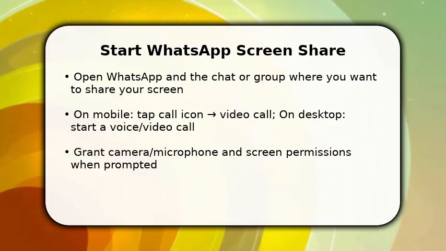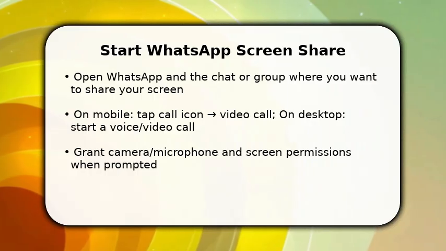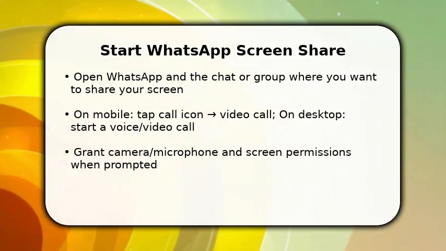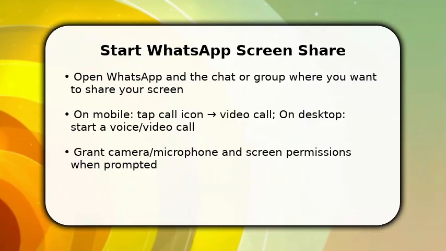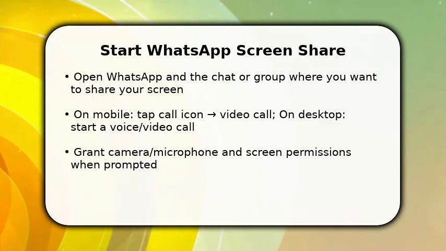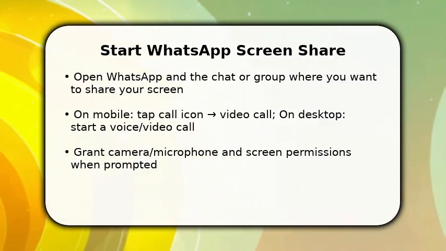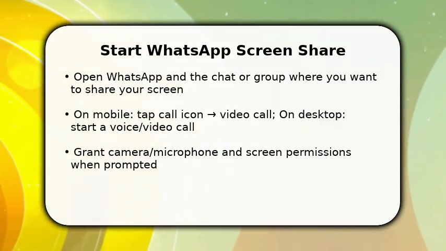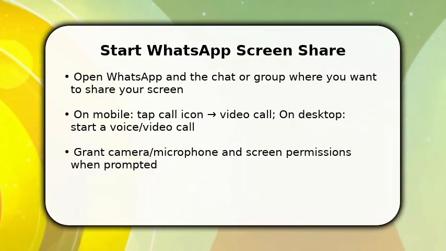You begin right inside the chat. Initiate a video call so screen sharing is allowed. Once you tap the call icon, WhatsApp will request camera and mic access. Grant them promptly. On desktop, click the call button and allow device permissions in your browser or app. Make sure the person or group is ready to accept the call.